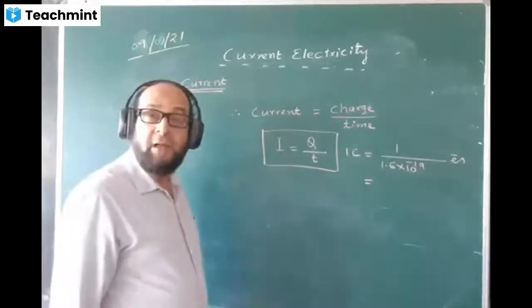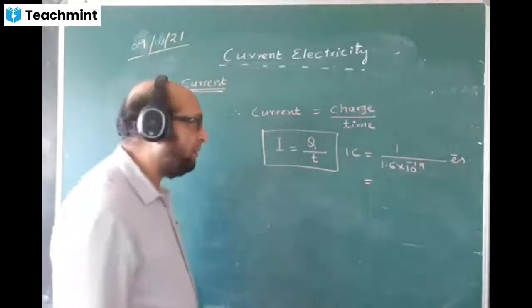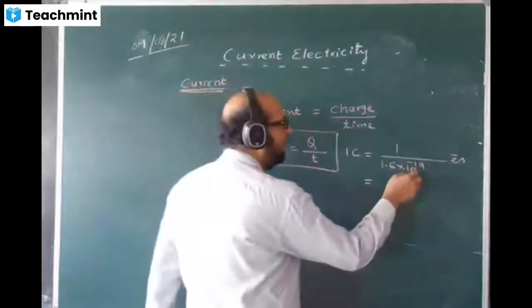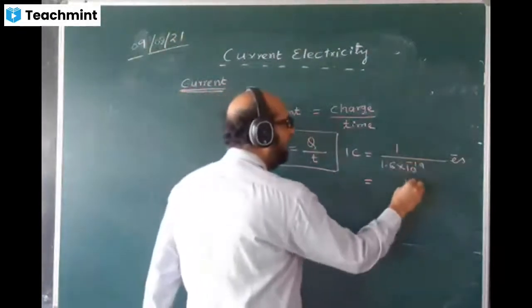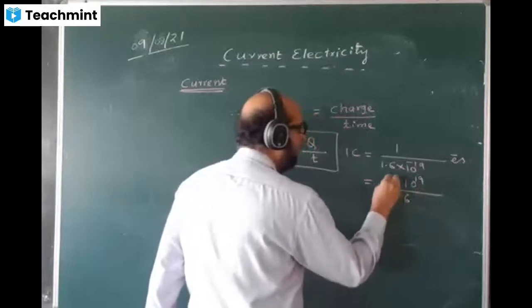So I'll show you the calculation and the answer will come as what I had written here. I'll just show how we get that answer. Just see, 10 to the minus 19 is brought up. It becomes 10 to the power of 19 divided by 1.6, and I write 1 as it is.